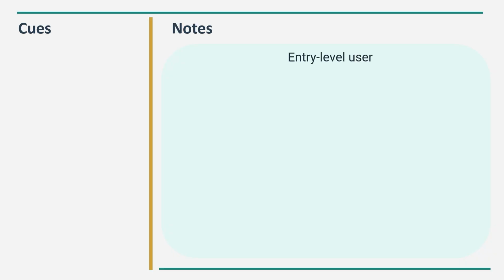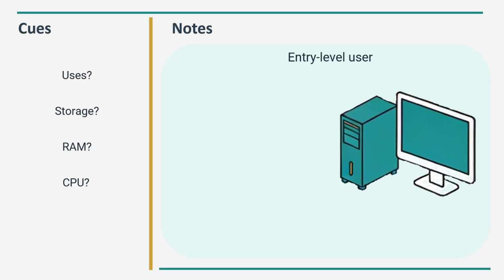An entry-level home user does basic everyday tasks. They browse the internet, check email, use Microsoft Office for documents, watch videos, and stream movies. They don't need a powerful machine because these tasks don't demand much from the CPU or RAM.